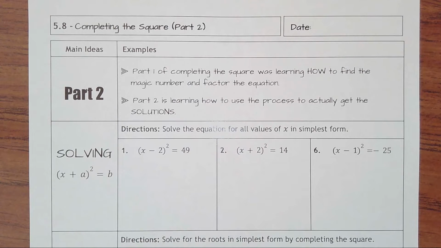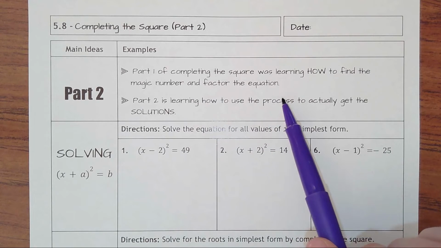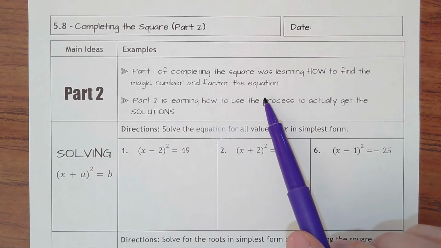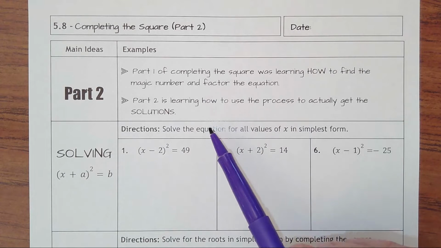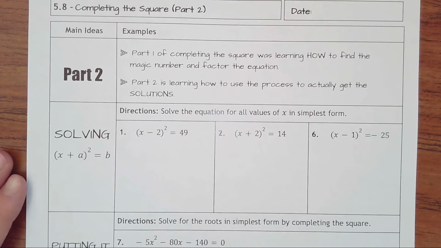Lesson 5.8 is completing the square, part 2. Part 1 that we talked about of completing the square was learning how to find that magic number and factor the left side of the equation. Part 2 is learning how to actually finish the process to get the solutions from it.